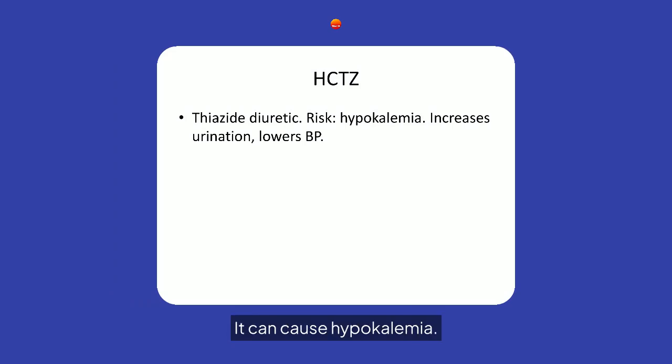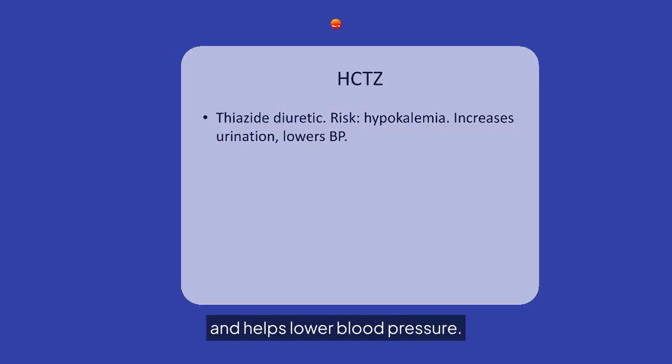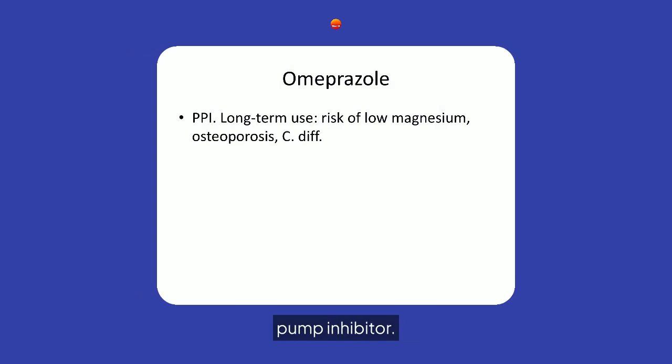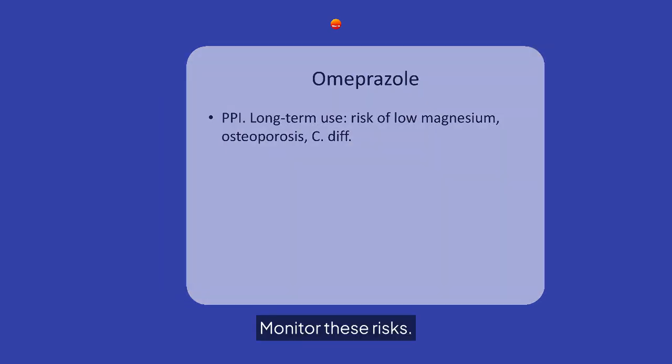It can cause hypokalemia. It increases urination and helps lower blood pressure. Omeprazole is a proton pump inhibitor. Long-term use may lead to low magnesium, osteoporosis, and C. difficile infection. Monitor these risks.